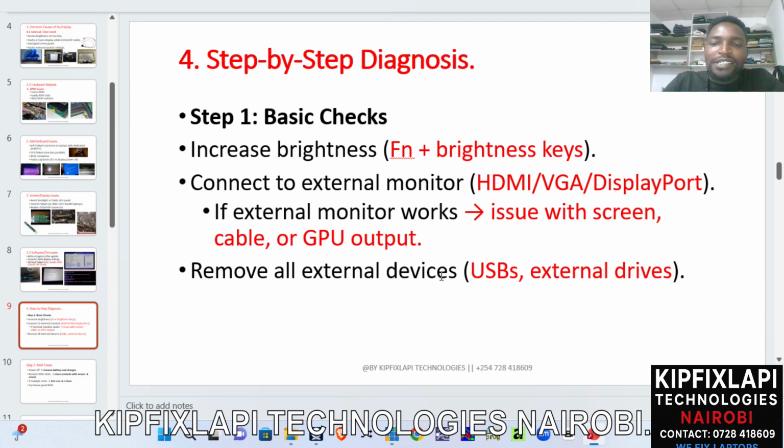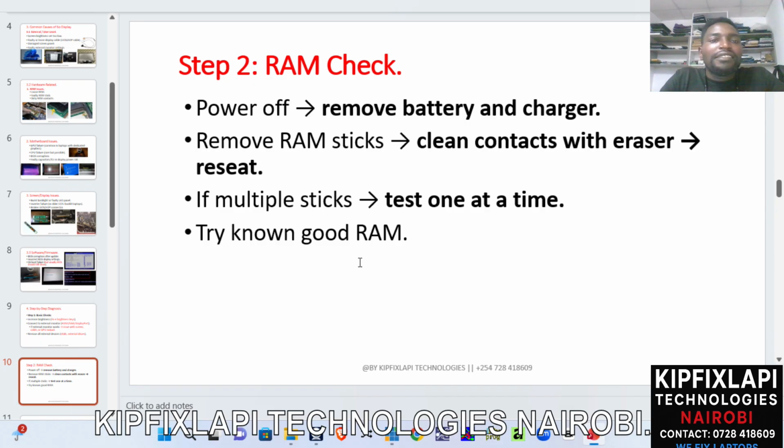Next, remove all the external devices, that is the USBs and external drives. After that, do the RAM check. What do you need to do? You power off your laptop first. Once you've powered off your laptop, remove the battery or the adapter if it is plugged in. After you've removed any power source, remove the RAM stick and clean the contacts with an eraser, or just clean it clearly. Then after that, you reset your BIOS.